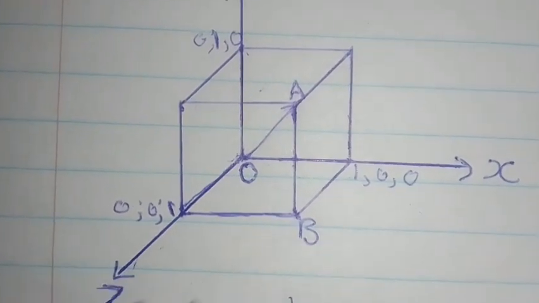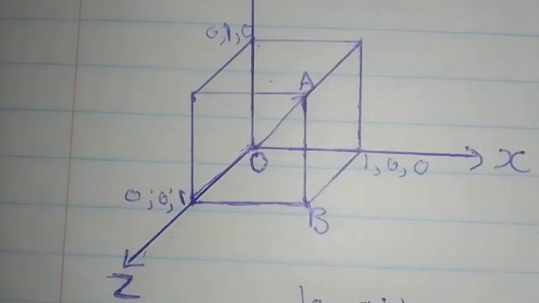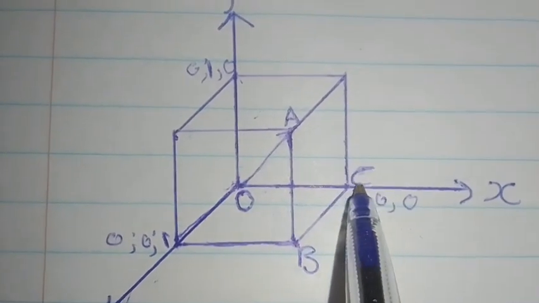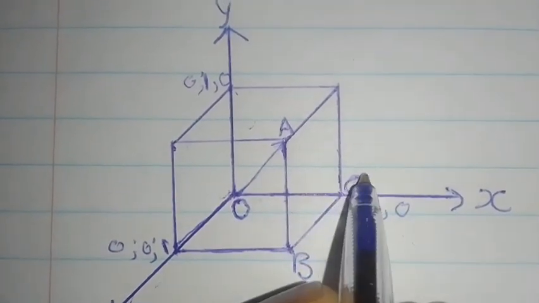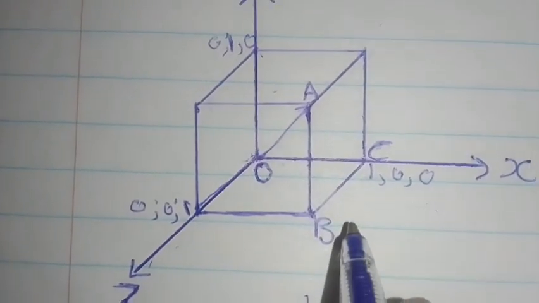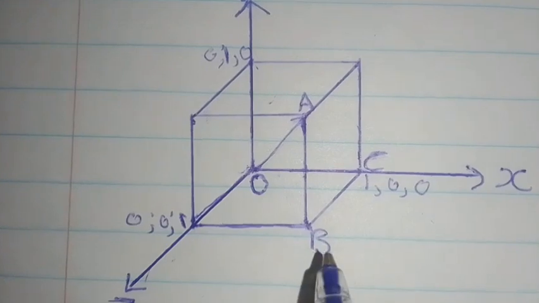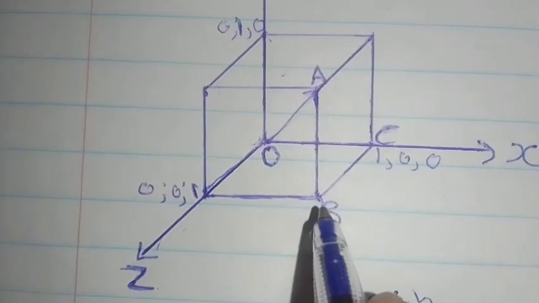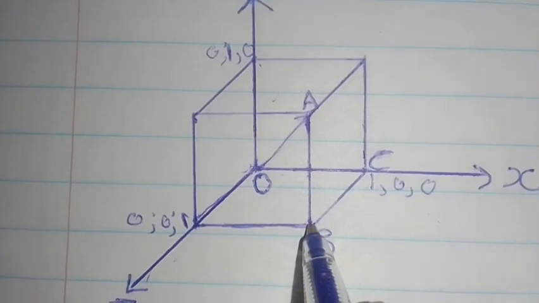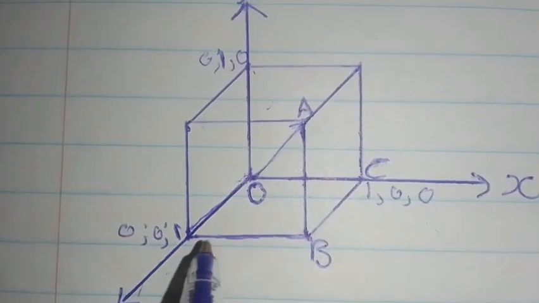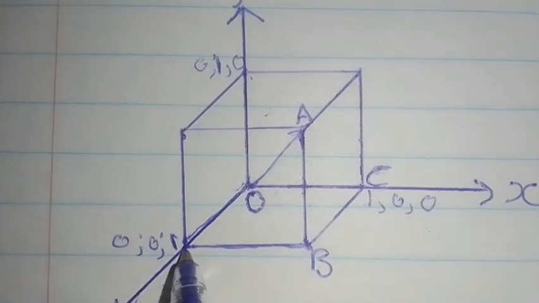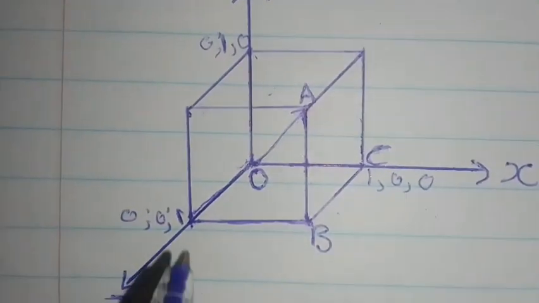And let's say this one is B, and let's call this one C. So we have A, B, and C. Now find the coordinates of B. Can you find the coordinates of B? Try that, for example.